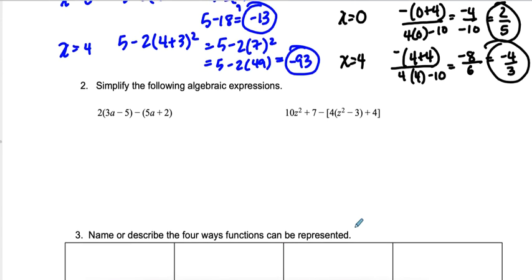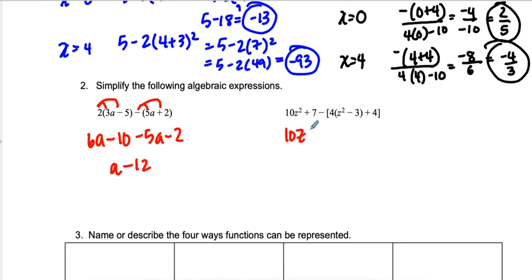Okay, moving on to number 2. Number 2 is simplifying the algebraic expression. Once again, you should be able to do this all on your own. Go ahead and press pause and come back in to check how your solutions are. So this should be 6a, distributing our 2 through, minus 10. Have to also distribute our -1 through, so this is -5a minus 2. Combining like terms would leave us with just a minus 12.